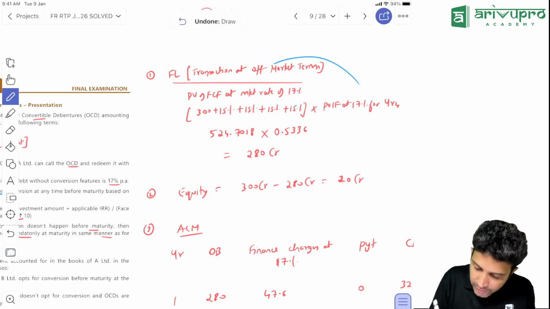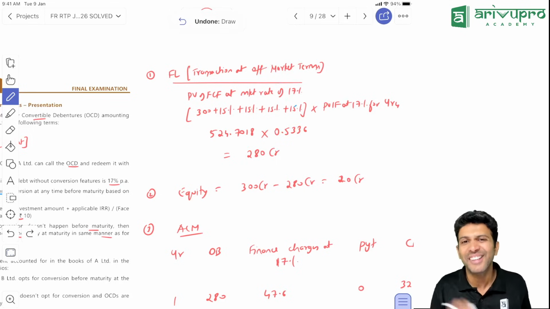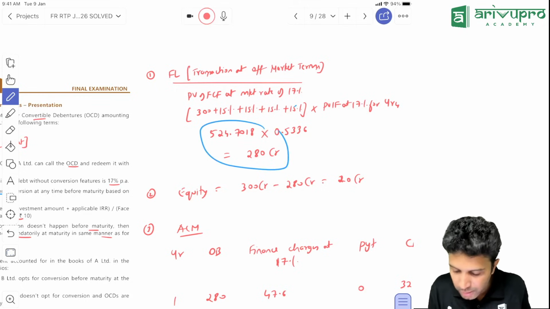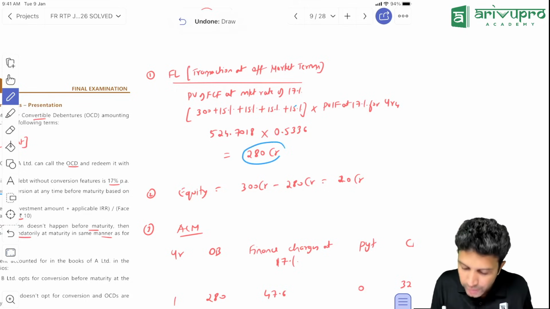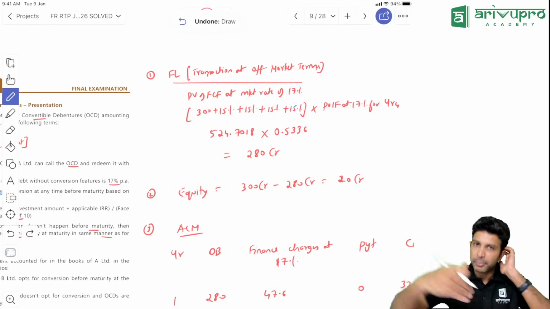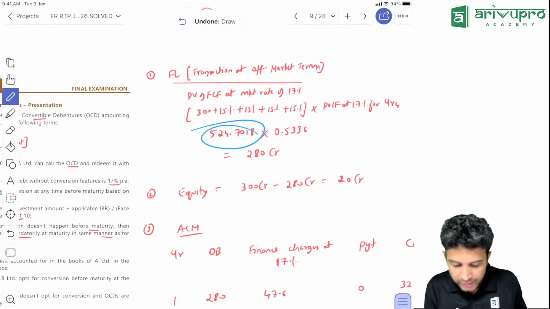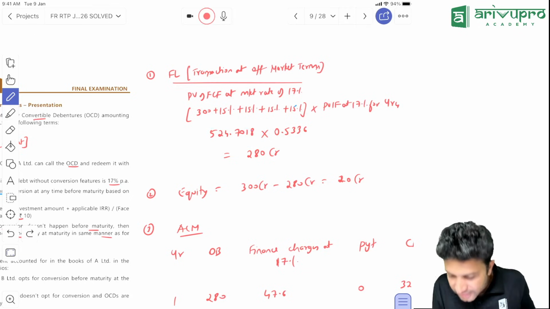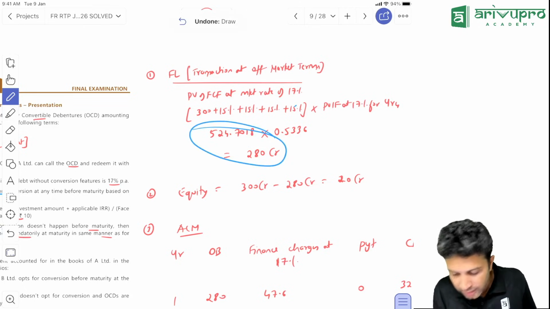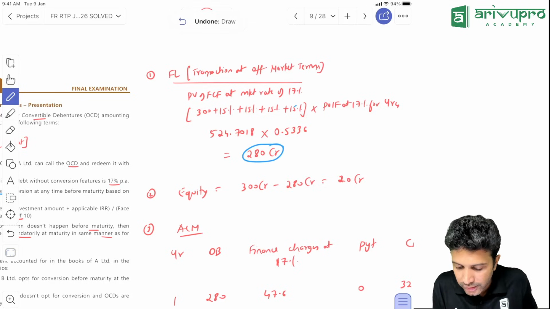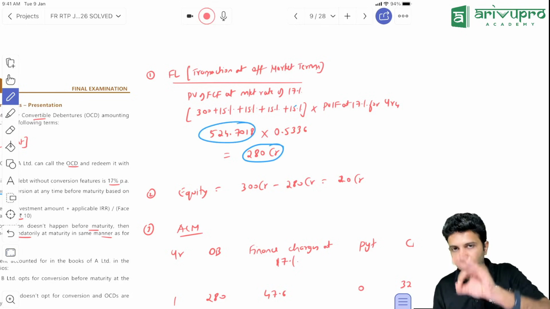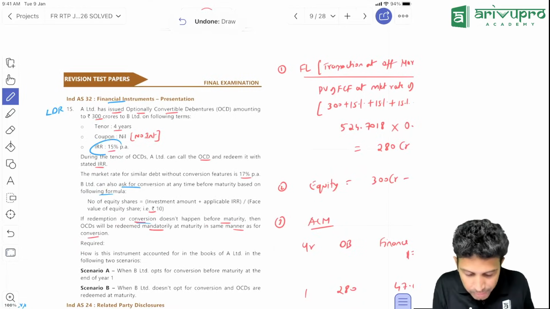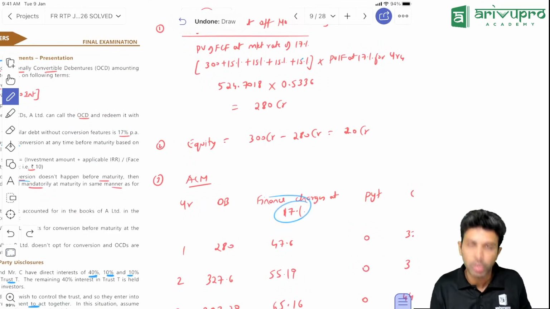Now, we made this calculation at 17%. At 17%, these two values will become equal. If you take 280 crore and add 17% 4 times, you will end up getting 524.7018. So you can treat this as an inflow and this as an outflow, and the outflow and inflow will be equal at what rate? 17%. Hence, don't be misled by the term IRR and book finance charges at 15%. Book it at 17 only.